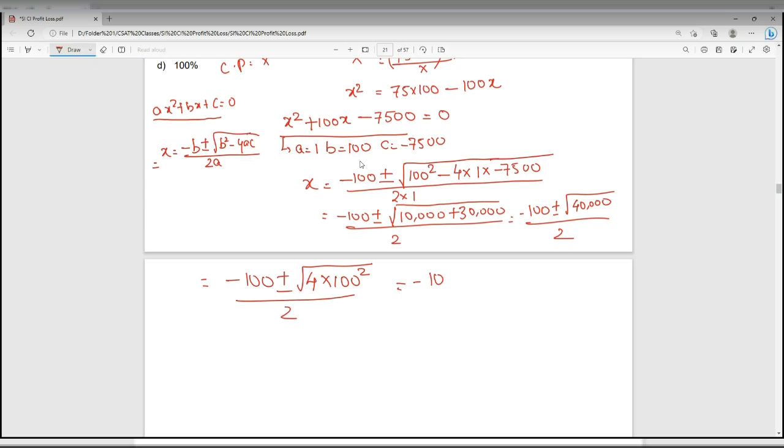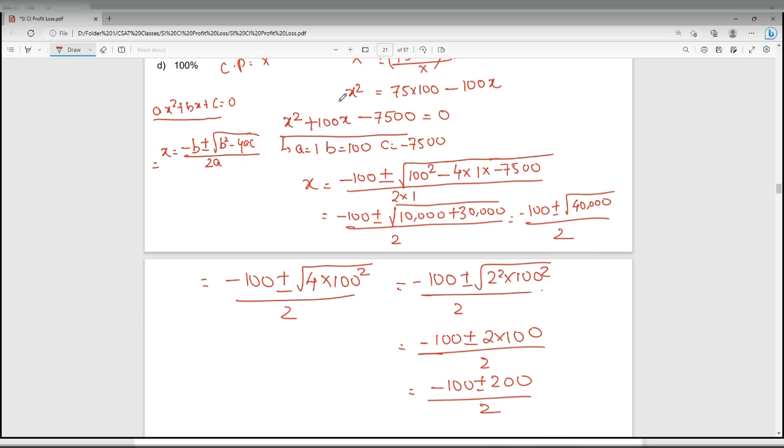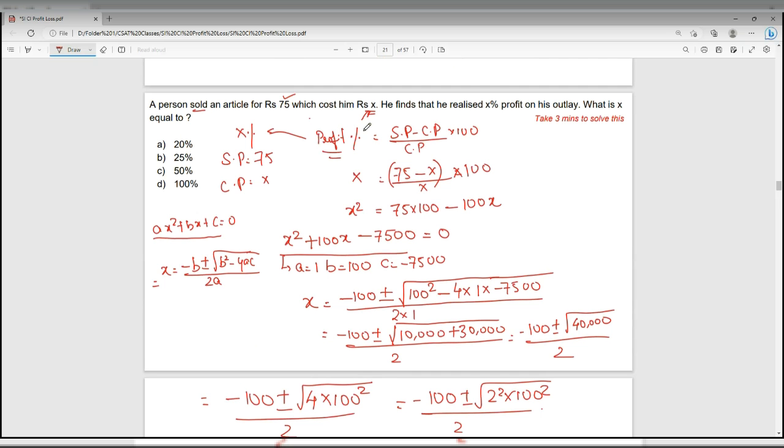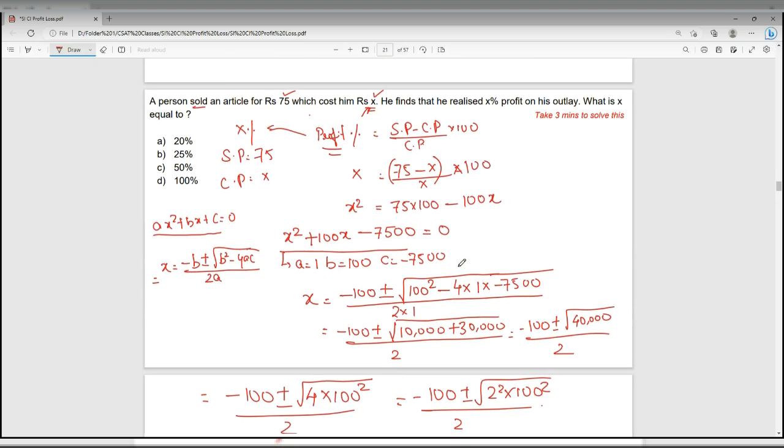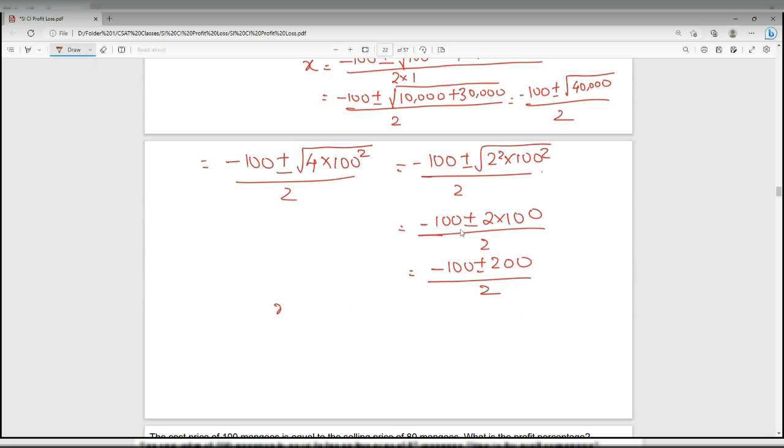This is minus 100, and again this 4 I can write as 2 square into 100 square, divided by 2. You remove the square root, it will be 2 into 100 divided by 2. So this is equal to minus 100 plus or minus 200 divided by 2. And we want X to be positive here. There are two roots: x is equal to minus 100 minus 200 by 2, is equal to minus 300 by 2. This is equal to minus 150.